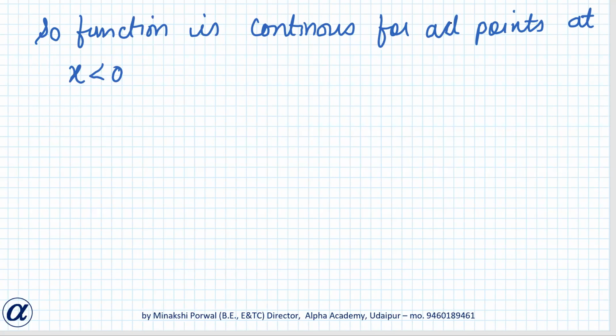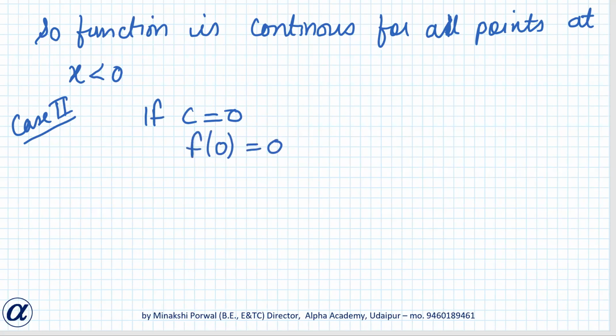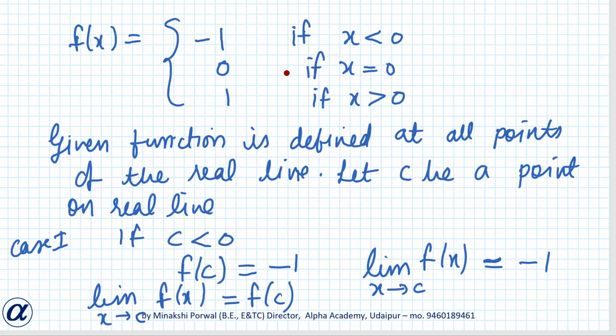Okay. Then case second, if c is equal to 0. Okay. f of 0 is 0. It is given in the definition only. f of 0 is 0.